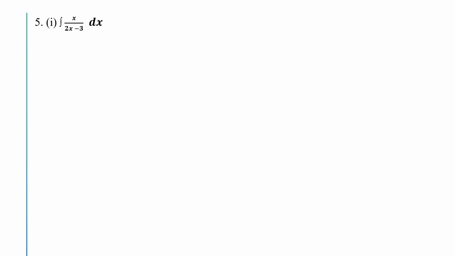Next question, integral x by 2x minus 3 dx. Here the degree of the numerator and the denominator both are 1. So we have to reduce it. Let us take this as I. We can write this as I is equal to, multiplying and dividing by 2, half integral 2x divided by 2x minus 3, and here subtracting and adding 3. So it is 2x minus 3 plus 3 into dx.